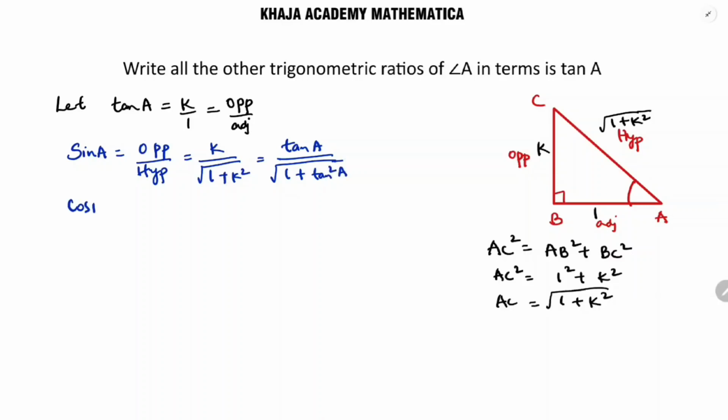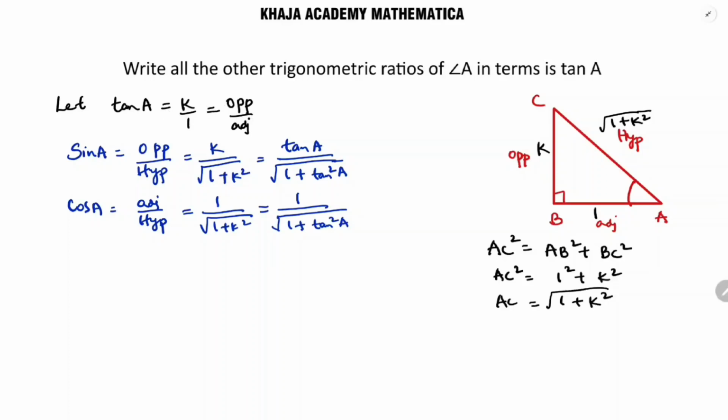Next, cos A. Adjacent by hypotenuse. Adjacent is 1 and hypotenuse is under root 1 plus k square. So 1 by under root 1 plus, in place of k I'll write tan, so k square is tan square A. Next, tan A we already have, k. Tan A is tan A itself.